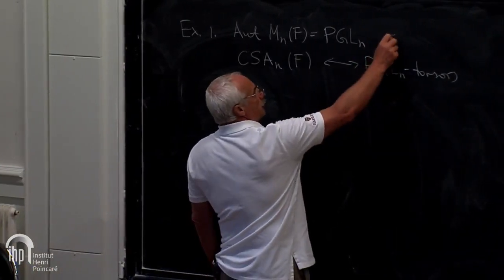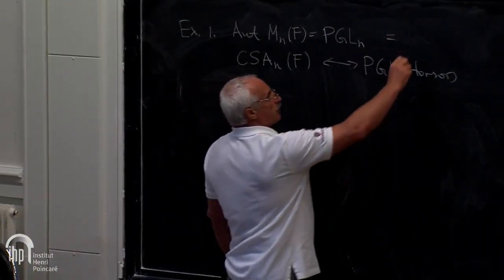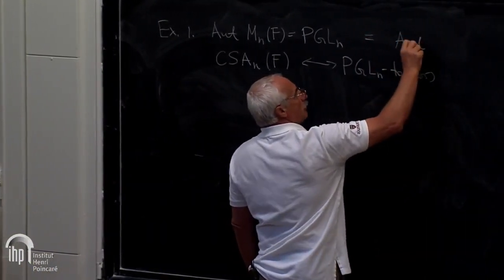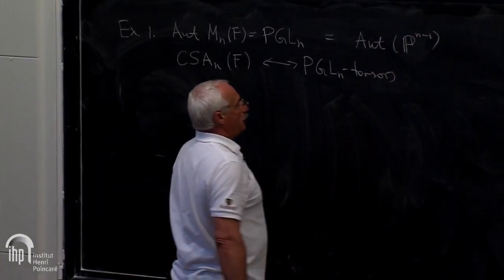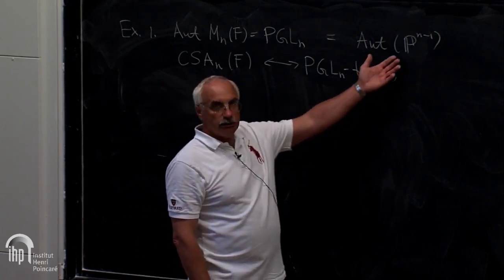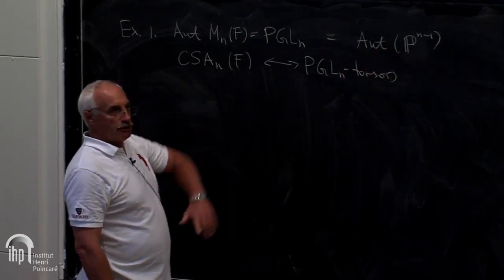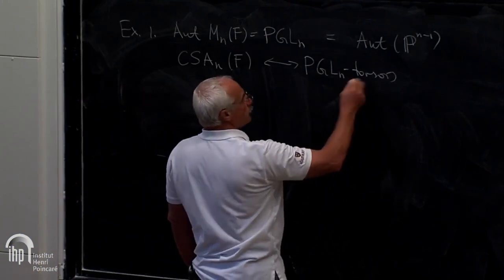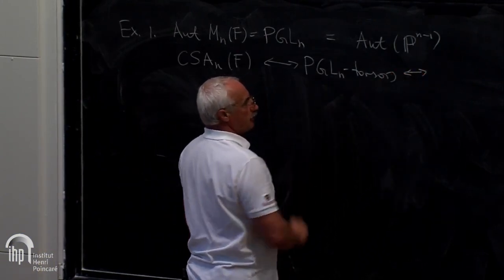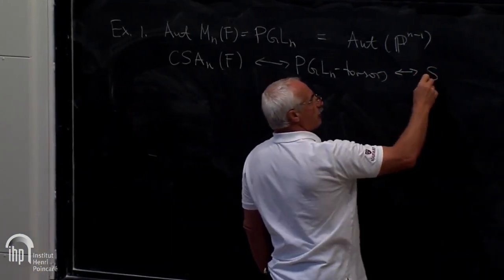But also PGL_n is the automorphism group of the projective space P^(n-1). And the twisted forms of P^(n-1) are called Severi-Brauer varieties of dimension n-1. So PGL_n-torsors at the same time correspond to the Severi-Brauer varieties.